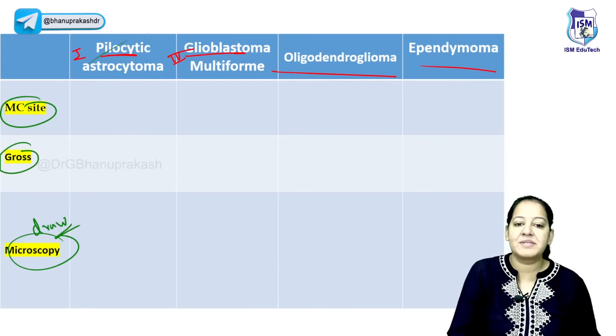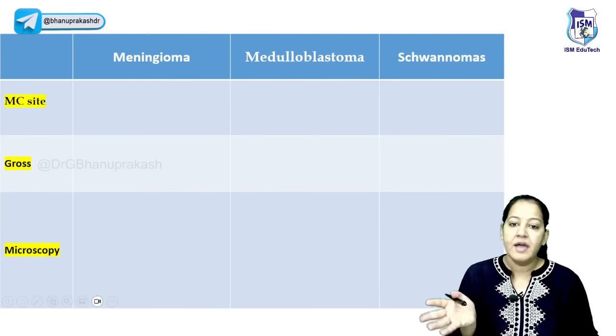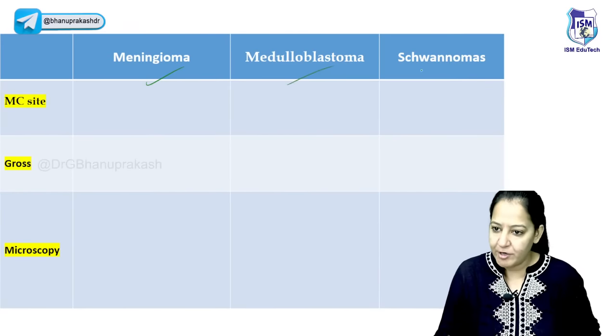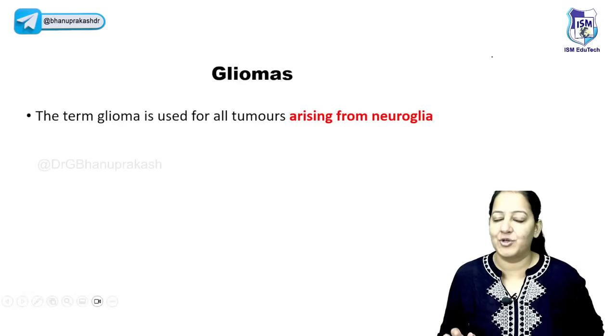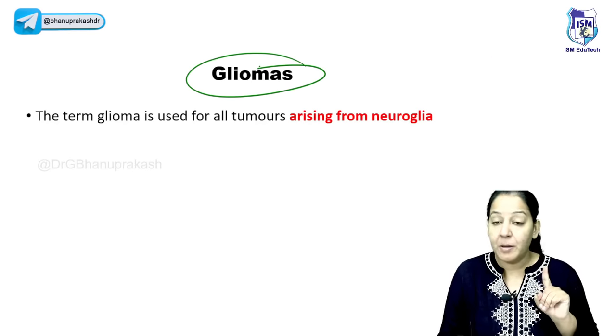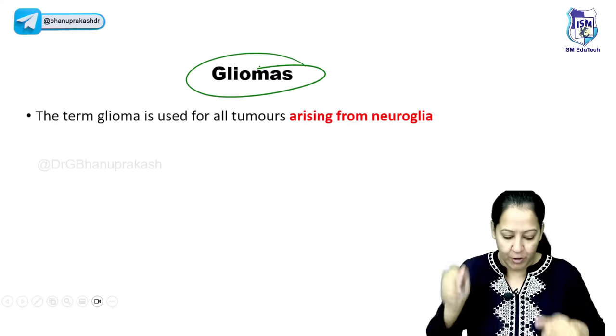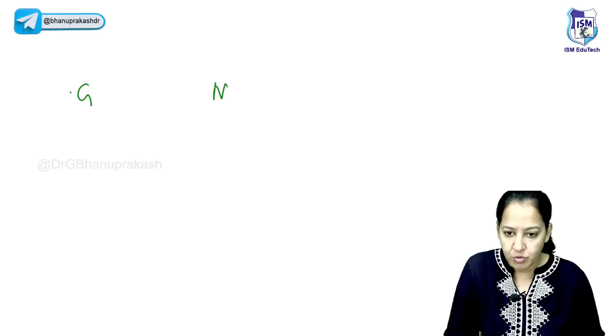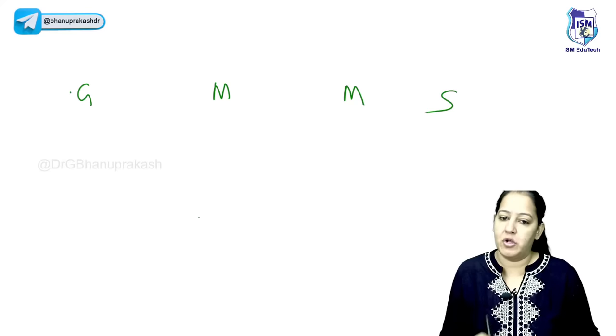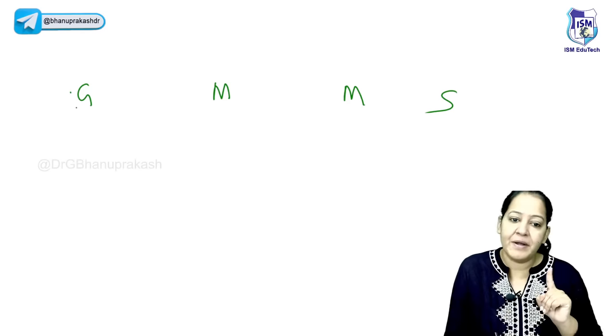Start with the first one, pilocytic astrocytoma. After that, I will teach you meningioma, medulloblastoma and schwannoma, also on another page. Let's first finish the glial tumors. Let's start glioma. The most common tumor in the brain is glioma. I am going to teach you glioma, meningioma, medulloblastoma and schwannoma.